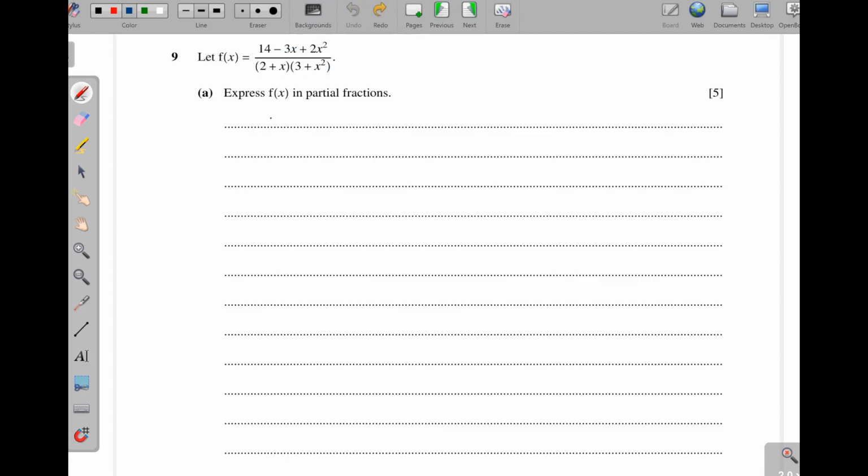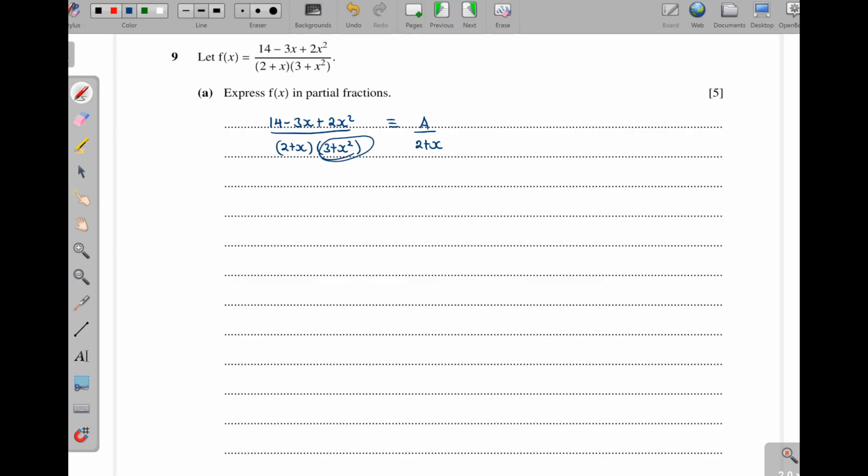We can just proceed. So 14 minus 3x plus 2x squared, out of 2 plus x, times 3 plus x squared. This one here, we can see that this is a linear factor. So we shall have A out of that 2 plus x. And then this is a non-factorizable quadratic factor.